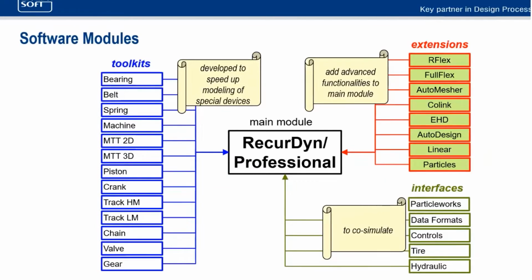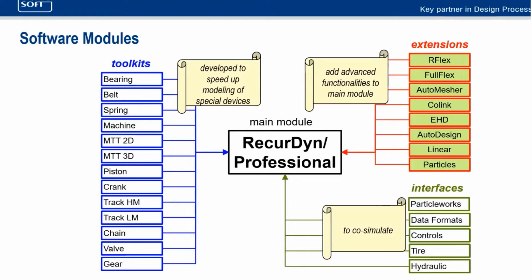And then this is the last slide on the intro. I just wanted to give an overview of functionality. It's a very modular platform, and RecurDyn Professional is the base module that everything else uses, with all the contacts and joints and all that stuff. Then we can plug on different functionality. We separate that into three functional groups: toolkits, extensions, and interfaces.